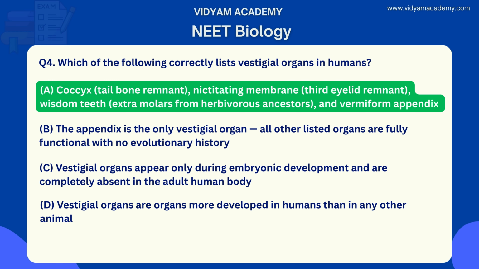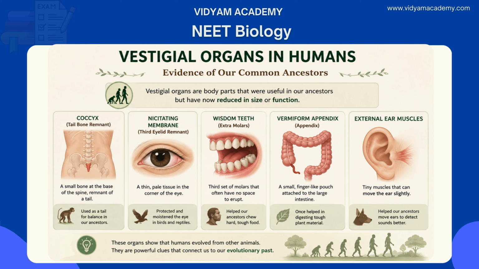So go for detailed explanation. Vestigial organs are anatomical remnants of structures that were functional in ancestors but have become reduced or non-functional as the organism evolved. They are powerful evidence for common descent.